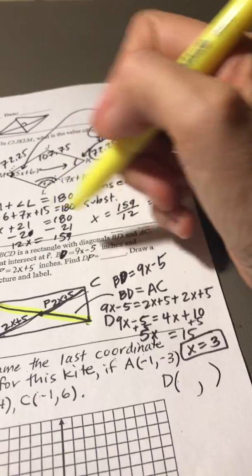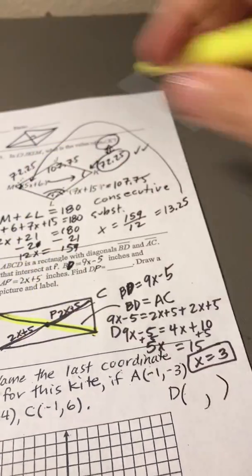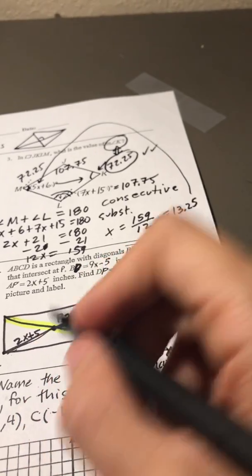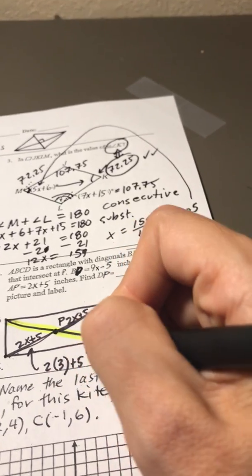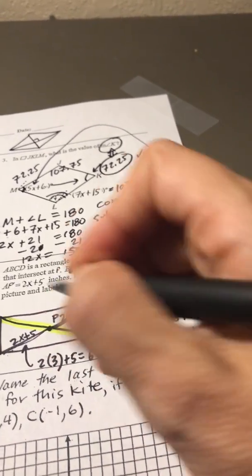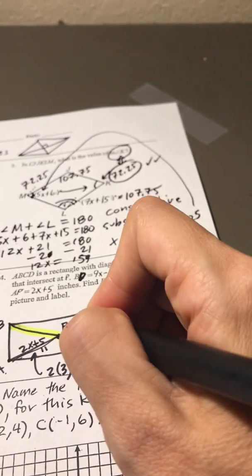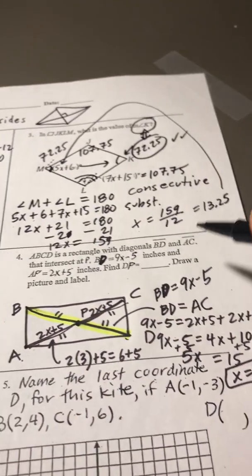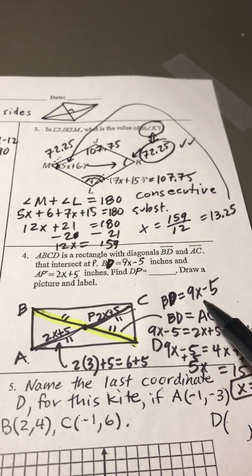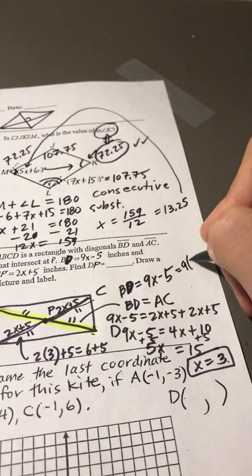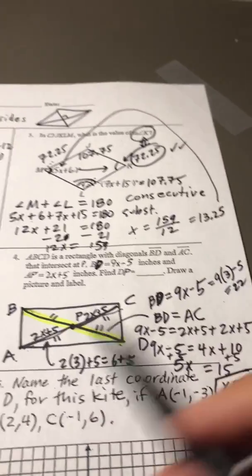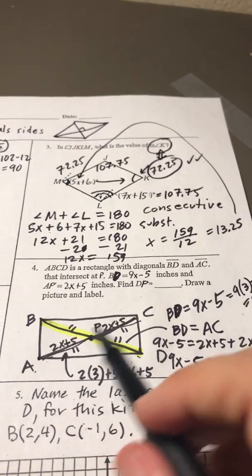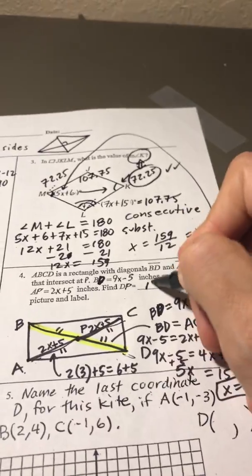So I noticed to myself, if the whole thing, well, actually, I don't even know what the whole thing is. I know that one of these legs is, if x is 3, I have 2 times 3 plus 5. So that's 6 plus 5. So what I know now is this should be 11, and that should be 11, and that should be 11, and that should be 11, right? I could also plug it into BD here. So when x is 3, 9 times 3 is 27. Take away 5. Okay, and that's 22. And that should make sense. The whole thing's 22, and each little piece here is 11. So DP would have to be 11.